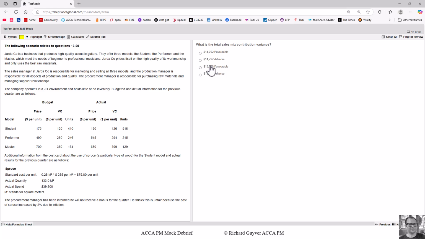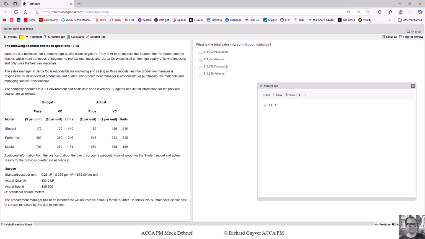Now I'm going to go back to 16. And I already know that I'm looking for firstly a sales mix and then a sales quantity variance. So on my scratch pad, I'm going to do them together. My approach is to do a little table where I have the mix and the quantity variances side by side, so I can reuse sections rather than retyping them. Let's go through what we're asked.